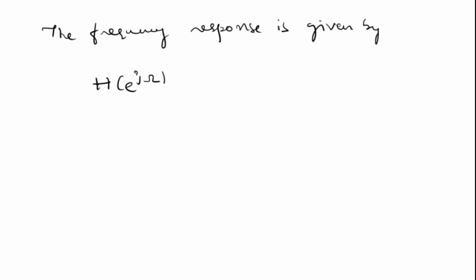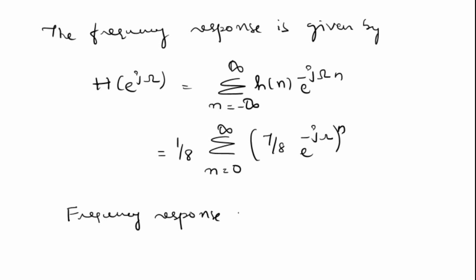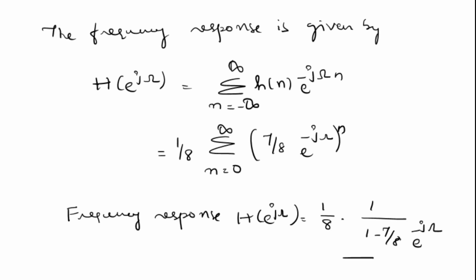The frequency response is given by h of e power j omega is equal to summation n is equal to minus infinity to infinity h of n into e power minus j omega n, which is equal to 1 by 8 summation n is equal to 0 to infinity 7 by 8 into e power minus j omega to the power n. Then frequency response h of e power j omega is equal to 1 by 8 into 1 divided by 1 minus 7 by 8 into e power minus j omega.